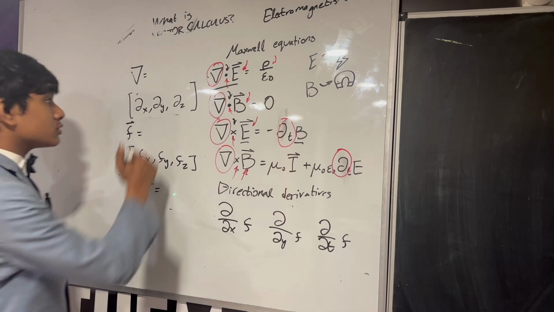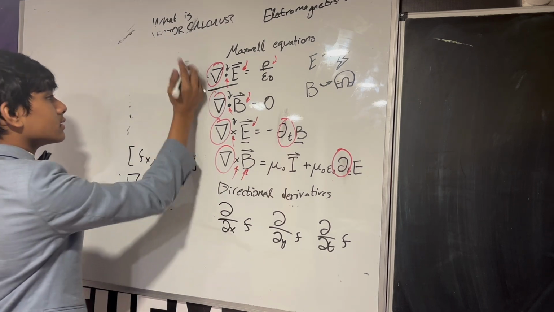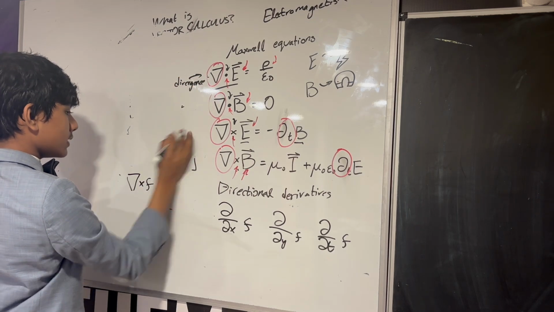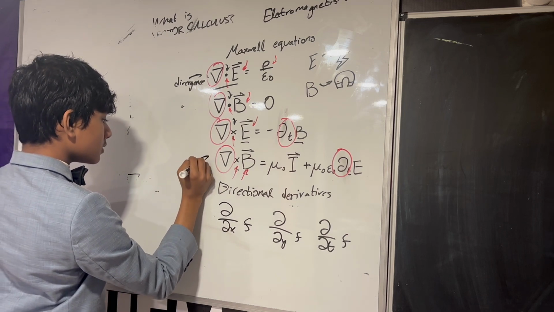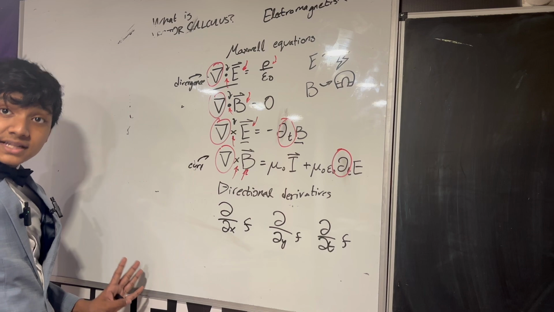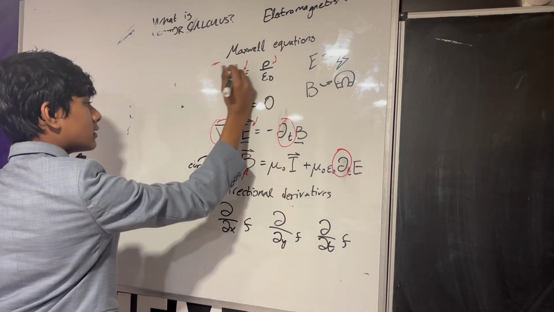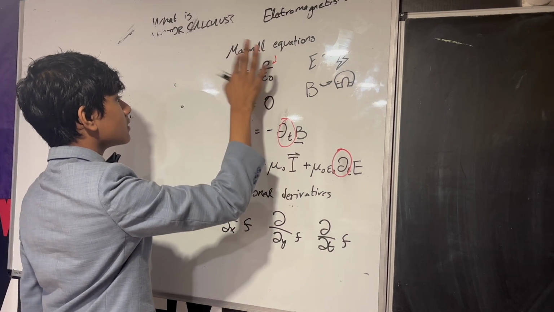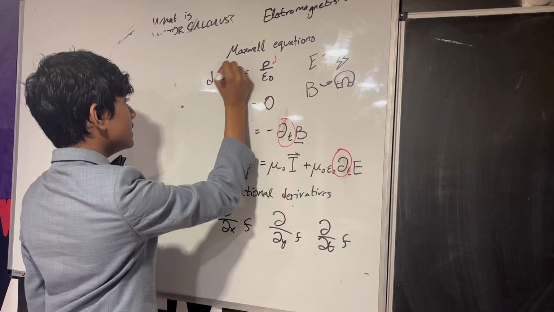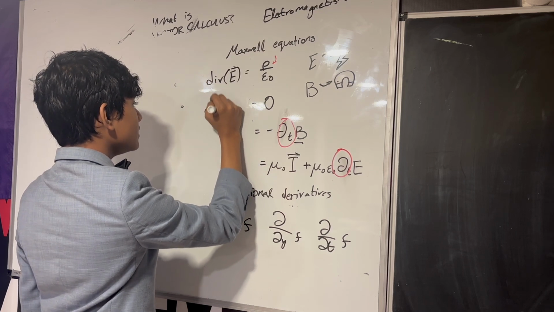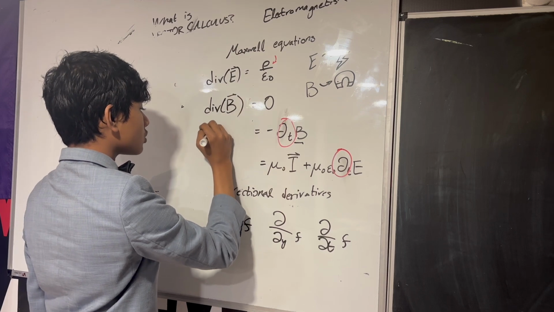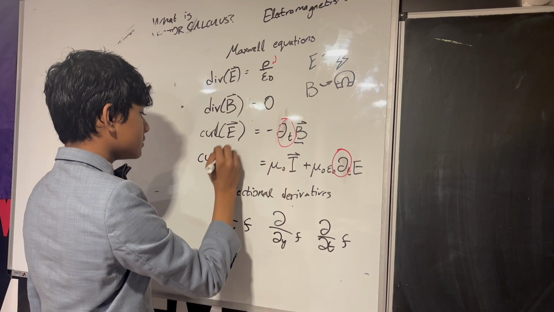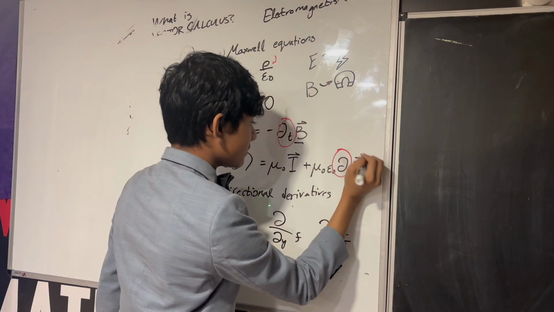If you want, you can also call this divergence, and this curl. So if you want no nonsense in your Maxwell equations, you could very well erase all of this and instead write div E, div B, curl E, curl B. But it just doesn't feel the same.